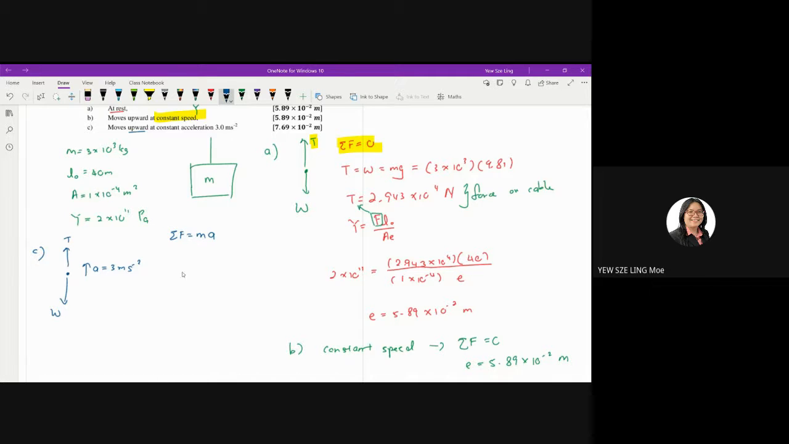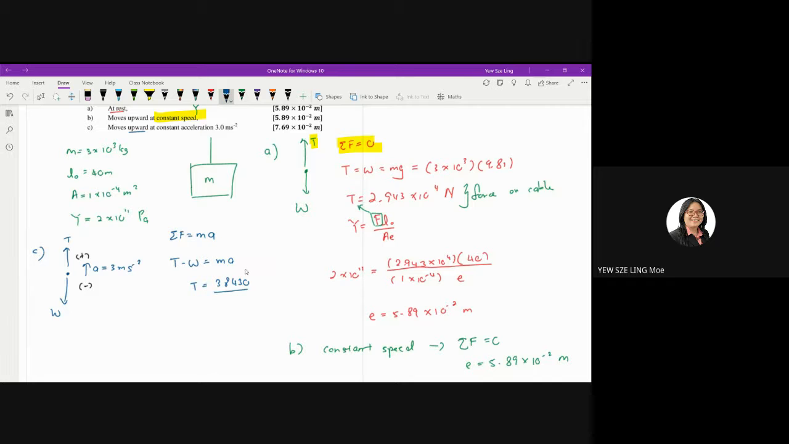So when it comes to question C, we're going to apply summation F equals ma to determine the value of tension. Since my object is going up, I'm going to use upward as the positive direction, downward as the negative direction. So I have T minus W equals ma. From here you then calculate the value of tension, which equals 38430.